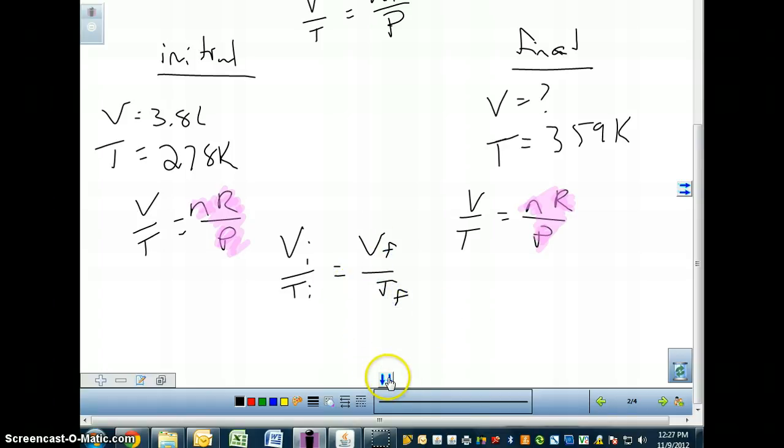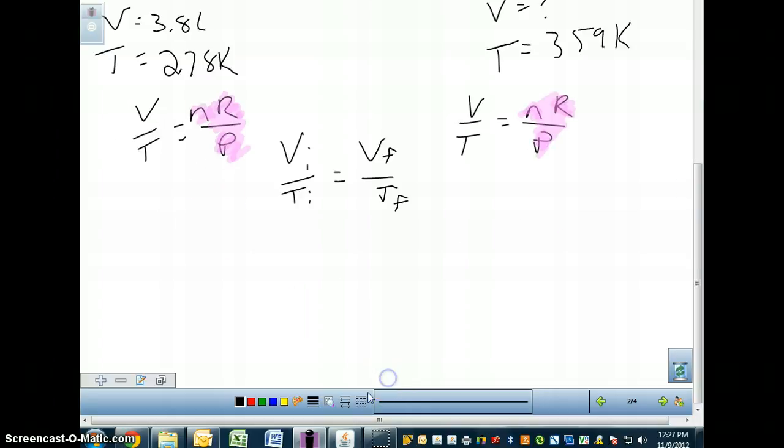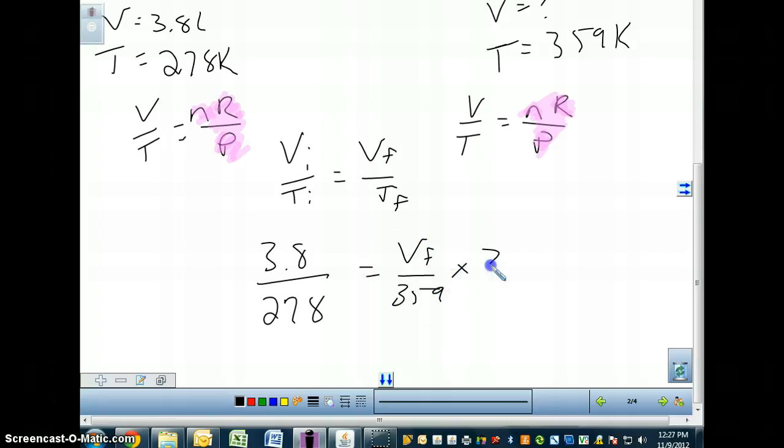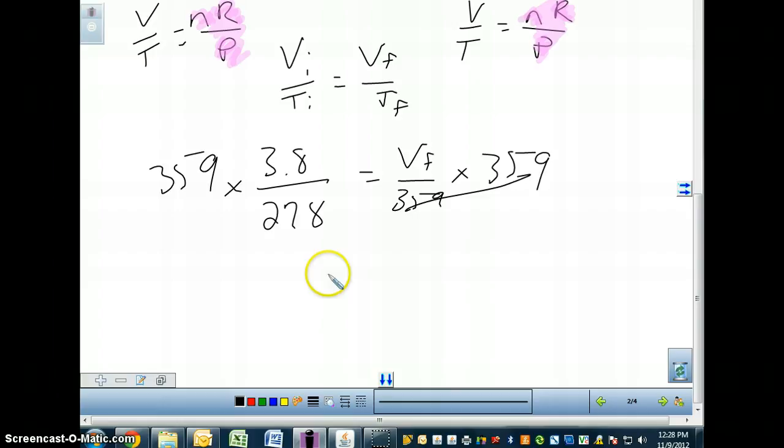I can just go right ahead and start plugging in my numbers, and I get 3.8 over 278 equals V final over 359. Multiply both sides by 359. Those will cancel. I'll get a final volume equal to 4.9 liters.